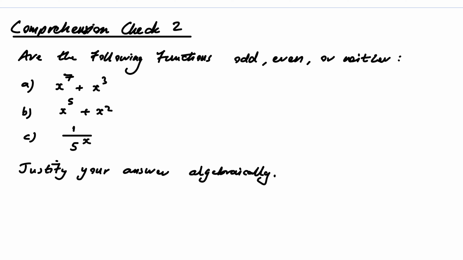One of the shortcuts is if I have a polynomial, all of whose exponents are even numbers, for example, squares, power fours, power zeros, then you are an even function. And similarly, if all of your exponents are odd, then you're an odd function. So the first example here, the exponents are 3 and 7. That's both odd numbers, so that actually means it's going to be an odd function.